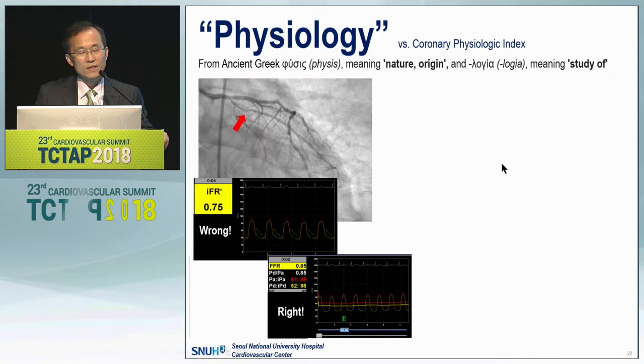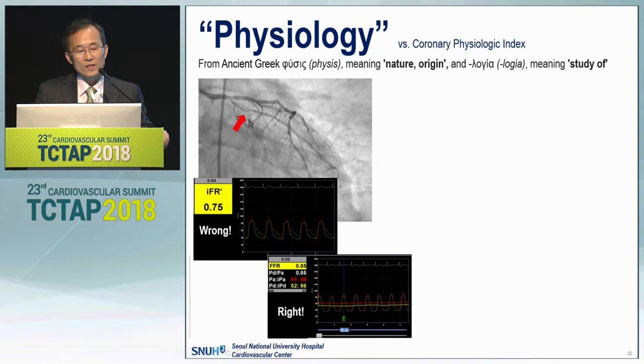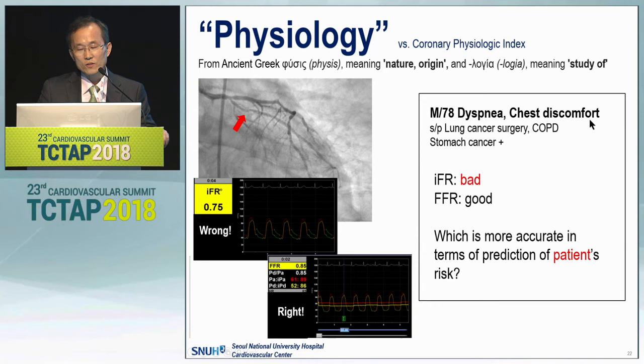Another way of interpreting this discordance is that physiology means the nature and origin of a living creature, and then there is the coronary physiologic index. Here is a relatively small vessel, IFR 0.75, significant, FFR 0.85. From my personal experience, I would say this may not be functionally significant, so I can decide that the IFR is wrong, FFR is right. But if you see the patient history, the patient has dyspnea, chest discomfort, has had lung cancer surgery, COPD, stomach cancer.